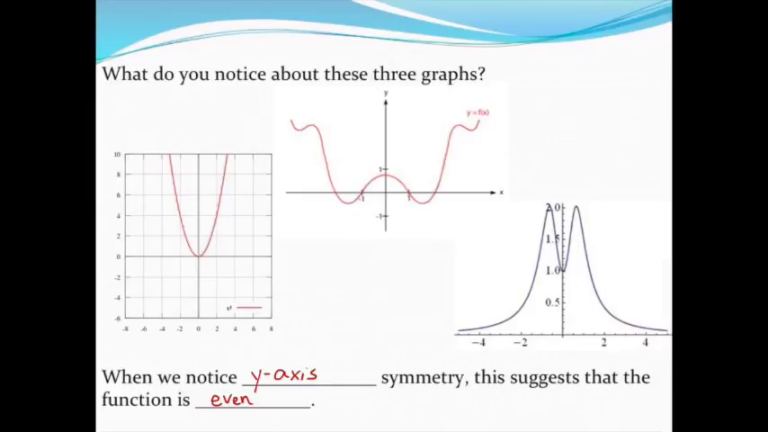On the other hand, if we take a look at these three graphs, all of them show y-axis symmetry. We can fold them along the y-axis, the vertical axis, and all of them are symmetrical about that. This provides evidence that the function is going to be an even function. Again, it doesn't prove it, but there's evidence there for it. So that's one way we can do it informally.